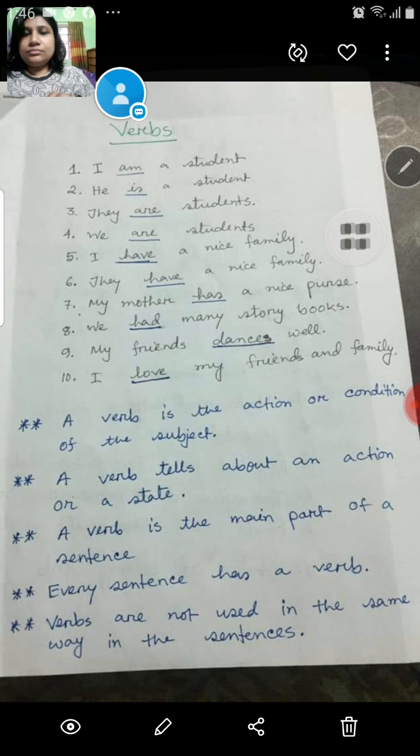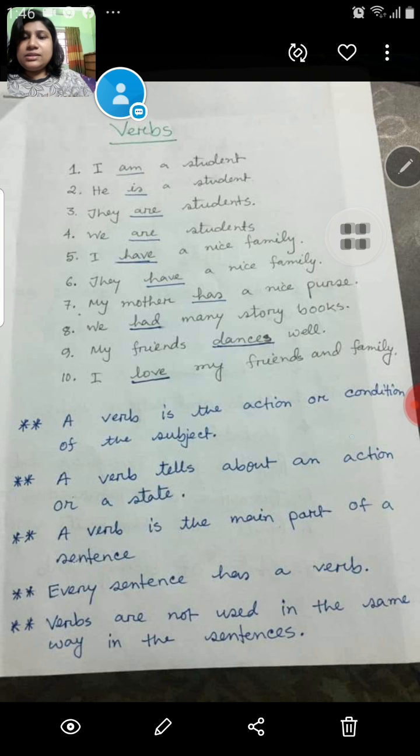Okay, so in the second point you can see a verb tells about an action or a state. So what can you see here? A verb tells about an action or a state. So here am, is, are is showing the state, and dance, love showing the action. One action is physical action, one action is mental action. Okay, mental action verb is also called stative verb.